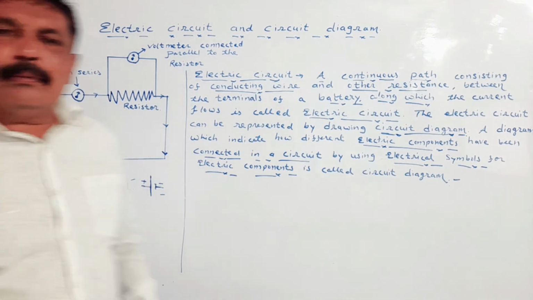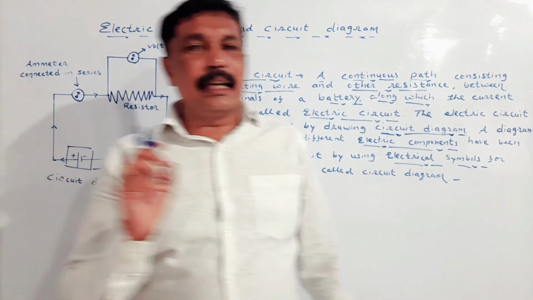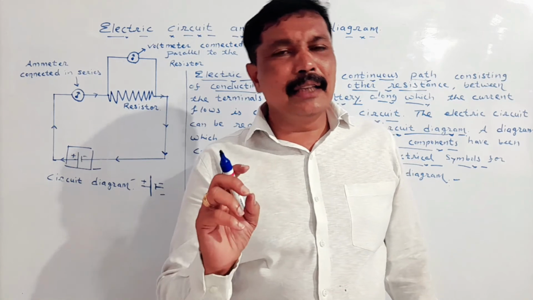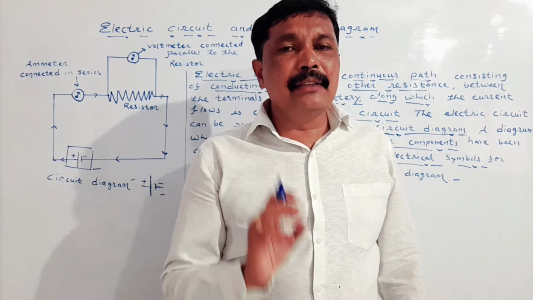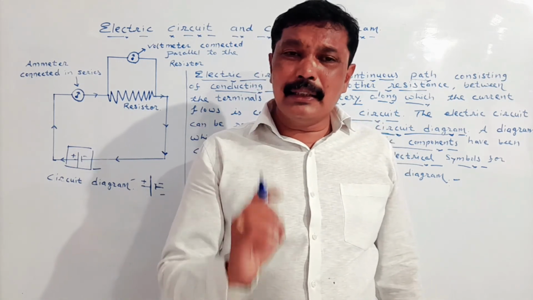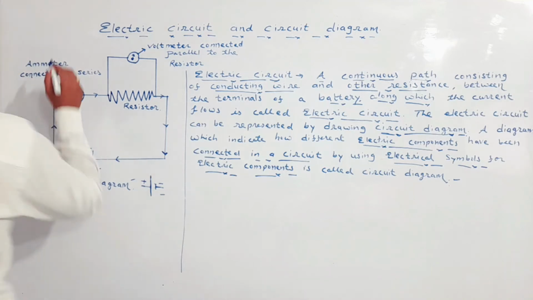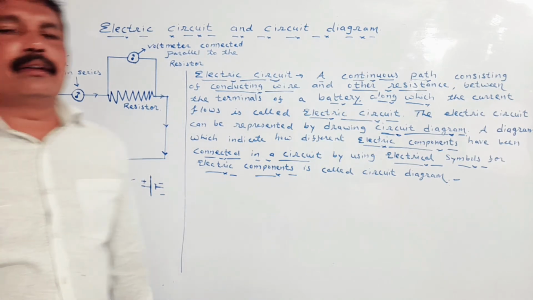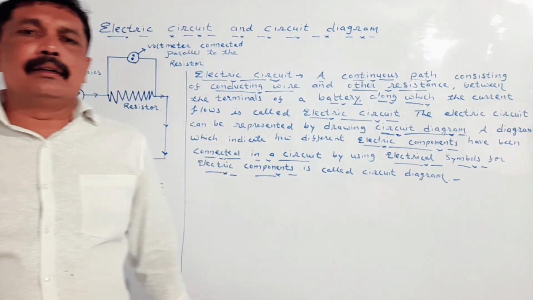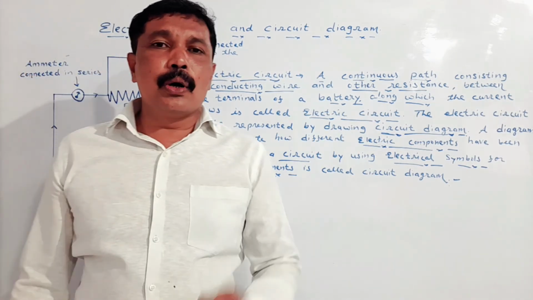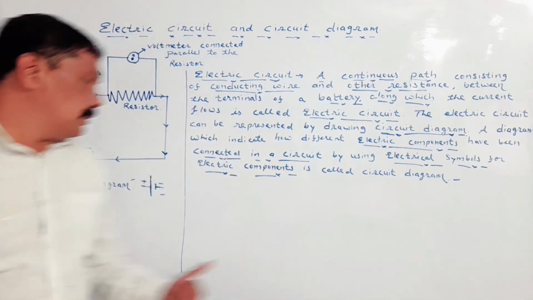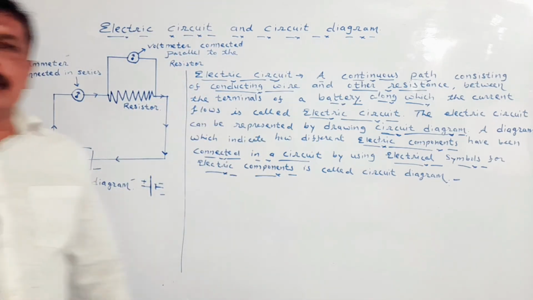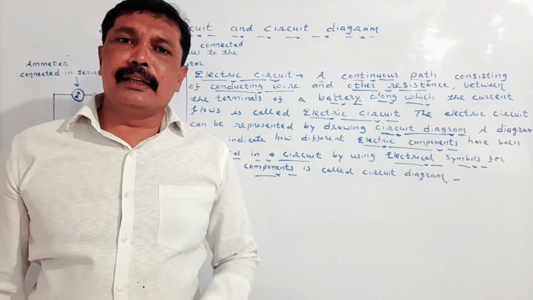When the current flows in a circuit, we can measure this current, and the device which is used to measure the current is ammeter. Ammeter is always connected in series. My dear student, you should always keep in mind that whenever we show ammeter in a circuit diagram, it should always be connected in series.